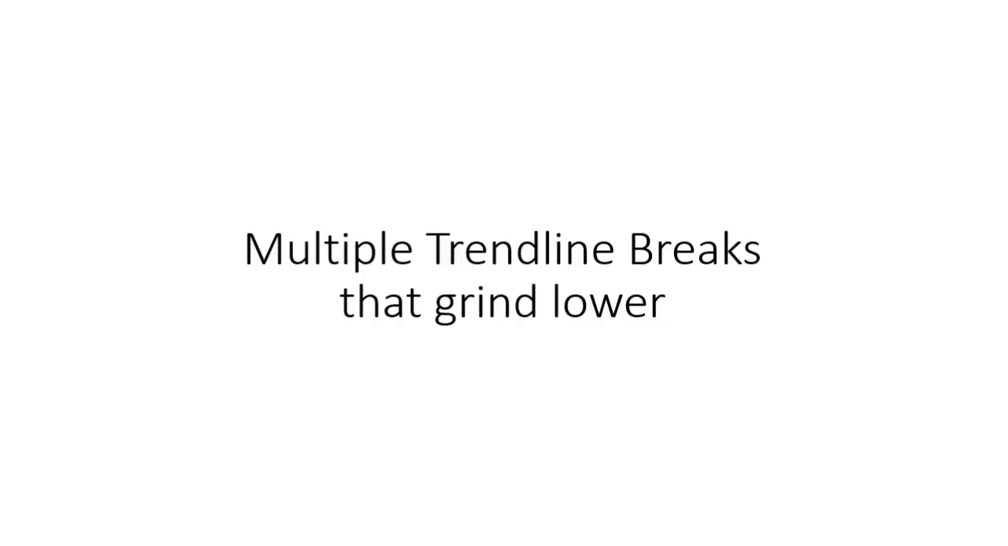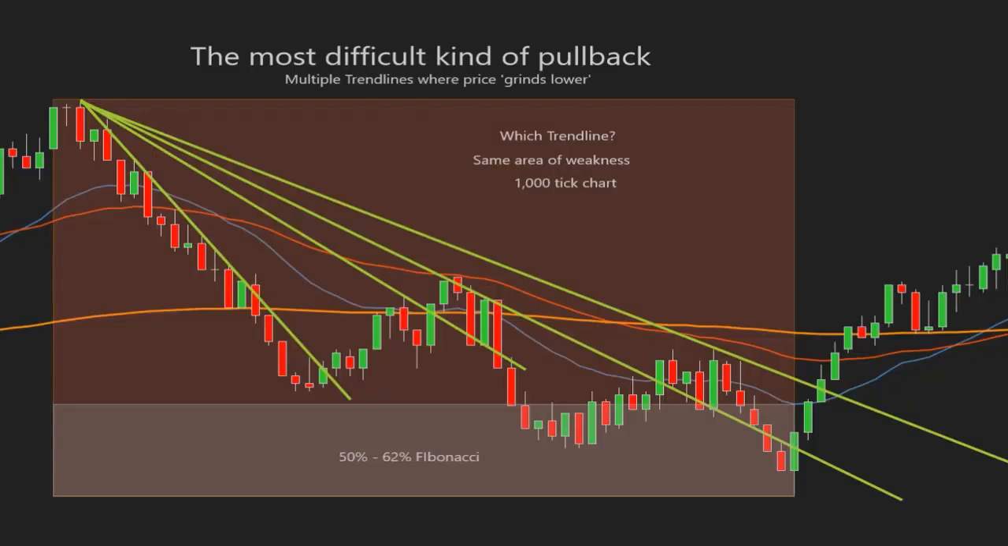Okay, now these multiple trend lines, they grind lower. They're the hardest ones to figure out. Because price breaks a trend line and then it grinds lower. It breaks a trend line and it grinds lower here. You can see it breaks the trend line and it grinds lower. Eventually it goes up, but how many losses do you take? How do you avoid those losses? And how do you manage your risk in all that? So we're going to look at each trend line one at a time in this example, okay?